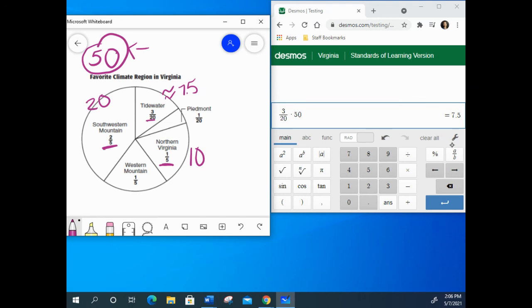So again, anytime you have fractions and you're trying to find out how many people like that particular section or whatever it may be, all you have to do is multiply. Put it in Desmos. Have your fraction times the amount of people that are surveyed, and lo and behold, you'll get your answer.